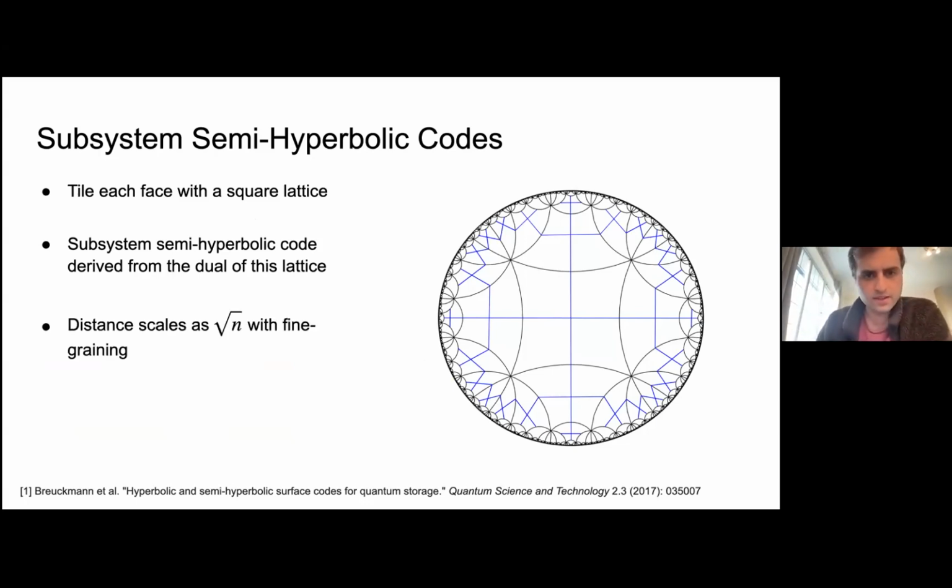And this is useful as it gives you a family of codes where the distance scales as the square root of the number of qubits as you fine grain the lattice. So you can retain an advantage in qubit overhead reduction once you've increased the size of the hyperbolic lattice. And then you can further reduce the logical error rate exponentially by fine graining the semi-hyperbolic lattice. So that's the motivation behind using these semi-hyperbolic codes.